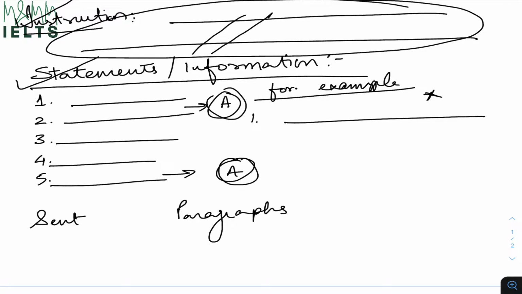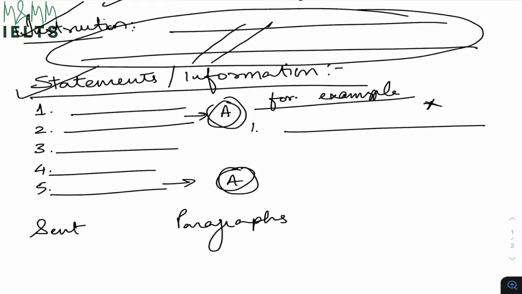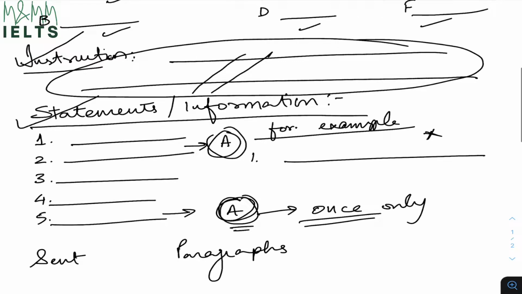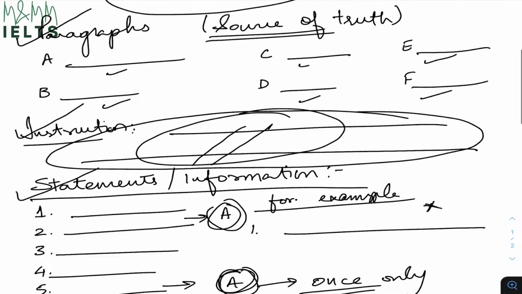However, if nothing is mentioned, if they haven't said you can use it more than once, then you have to consider that you can use it once only. And if it is mentioned that you have to use one paragraph once only, then obviously you have to use it once only, because it's mentioned. So this is how you proceed with the question after you understand the instruction, whether you can use these paragraphs more than once or once only.